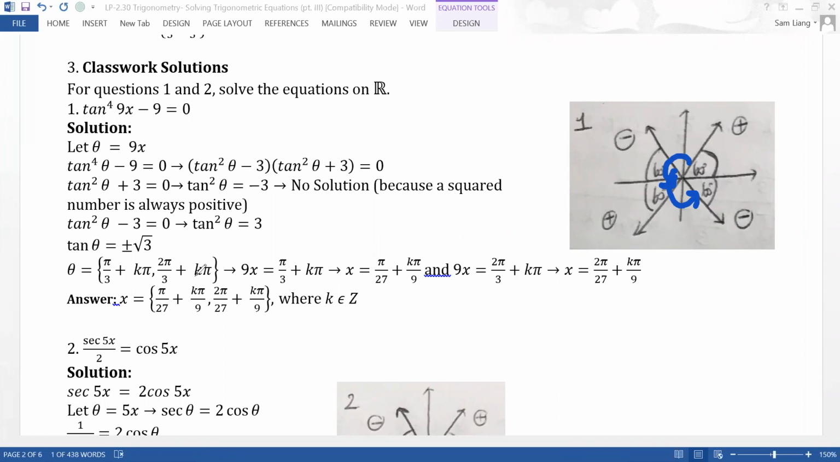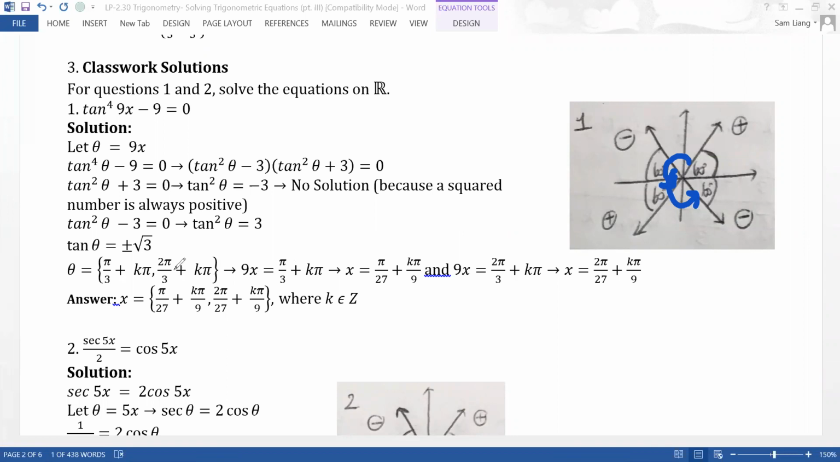Note here, if you want, you can write this as 4 separate answers. So you do pi over 3 plus 2k pi, 2 pi over 3 plus 2k pi, etc. But I find it easier to just summarize it, and then you have 2 equations.